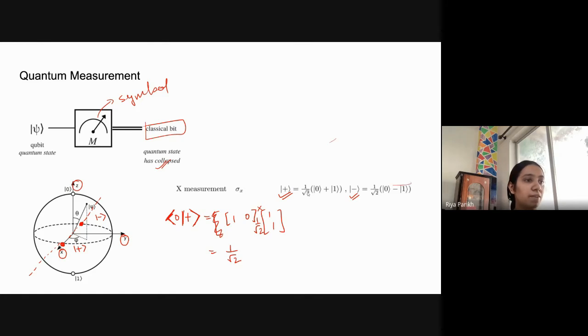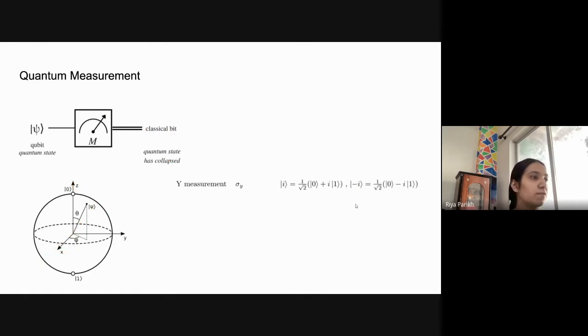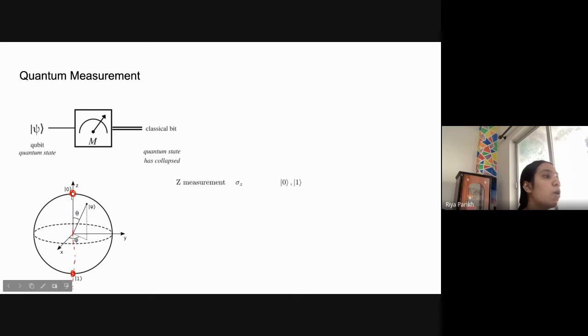And for X measurement, we have these two bases. Similarly for Y measurements, we have i and minus i. So if I extend the Y axis, these 2 points, plus i and minus i, are where we measure our qubits. And Z measurement is the easiest of all. It's just measuring in state 0 and 1 directly, because it lies on the Z axis of the Bloch sphere.